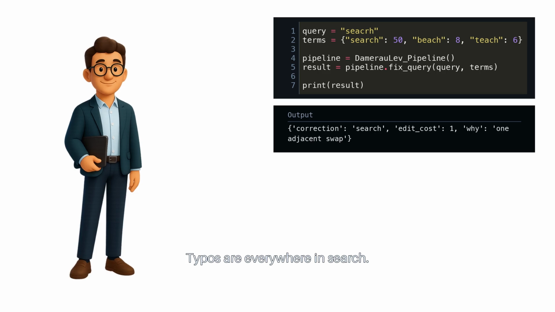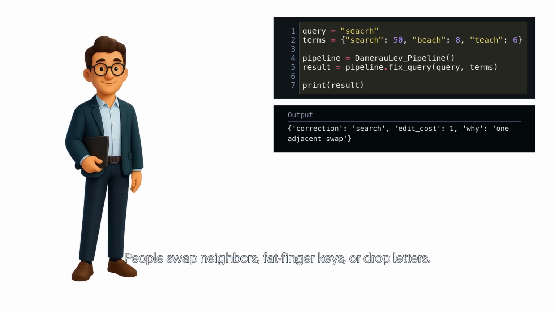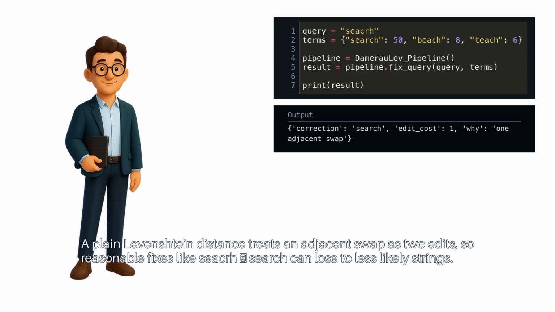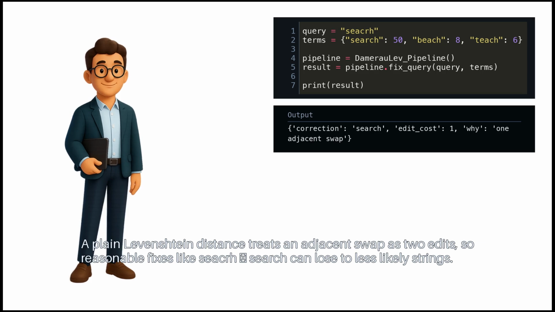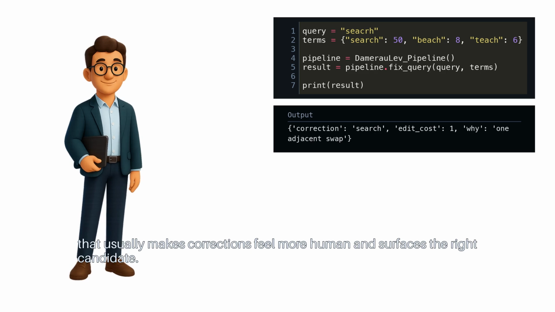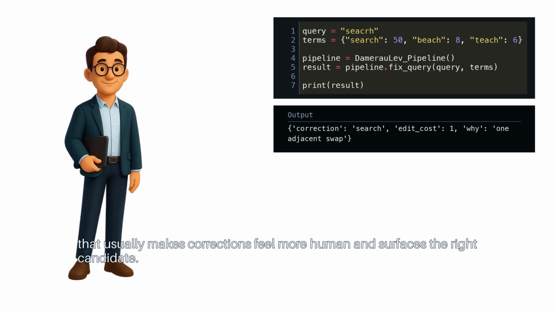Typos are everywhere in search. People swap neighbors, fat finger keys, or drop letters. A plain Levenshtein distance treats an adjacent swap as two edits, so reasonable fixes like seacrh can lose to less likely strings. Damerau-Levenshtein adds a transposition move and treats an adjacent swap as one edit. That usually makes corrections feel more human and surfaces the right candidate.